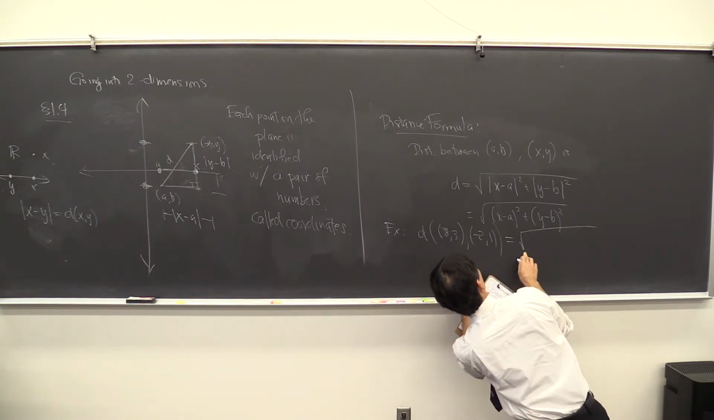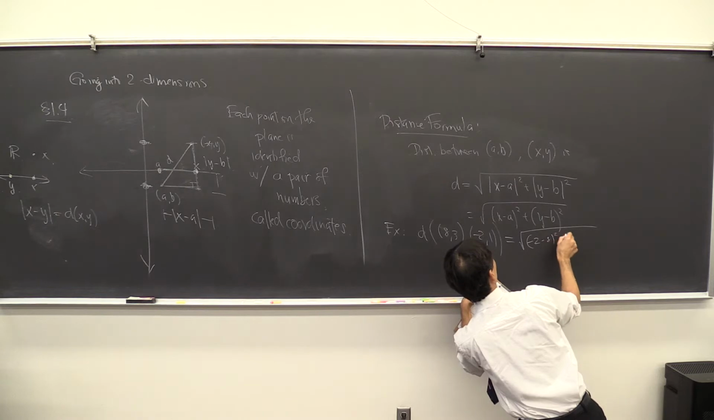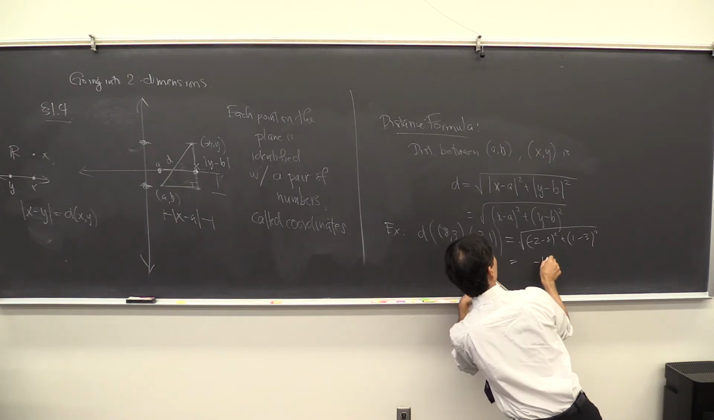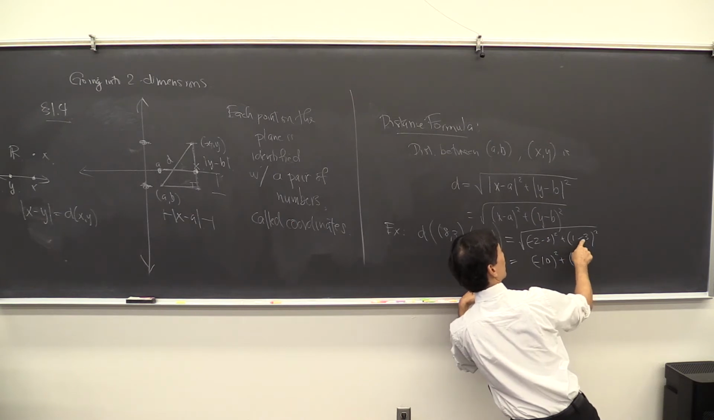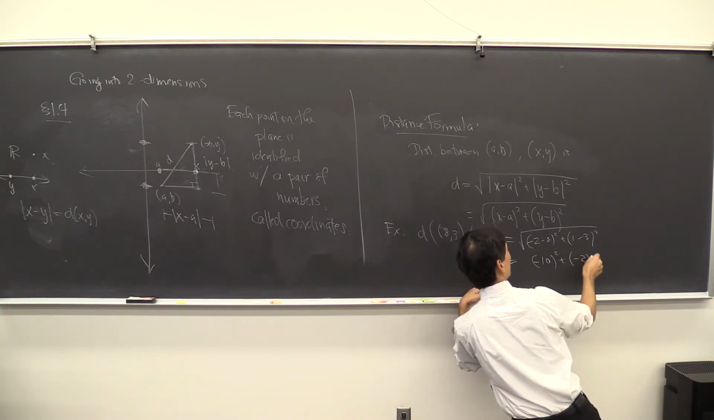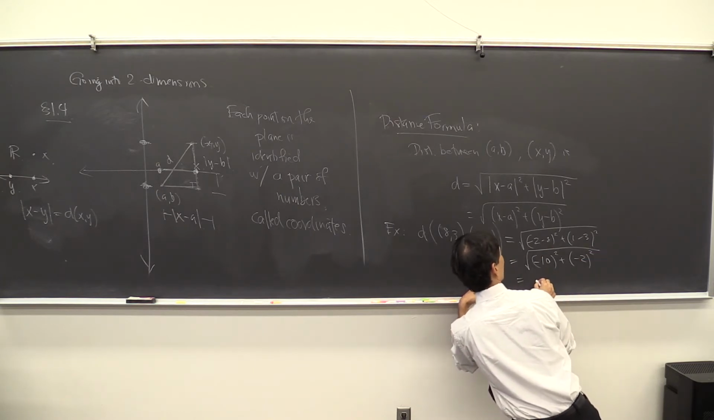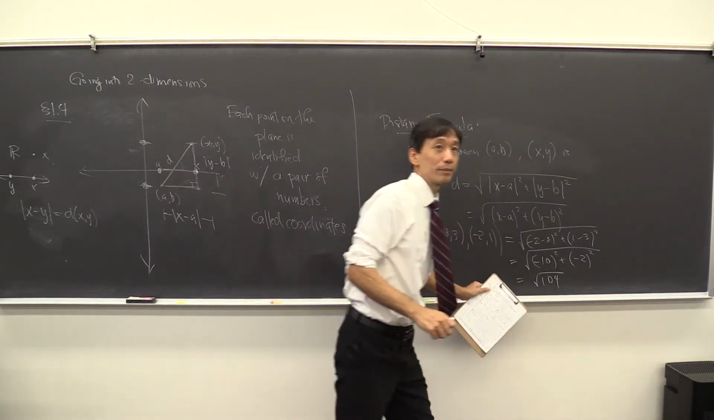So the first bracket would be -2 minus 8 squared, plus 1 minus 3 squared. So I got -10 squared, and then plus -4 squared. It's not -4. You got 1 minus 3, not -1 minus 3. Right, so it's got to be -2. So -2 squared. So then I guess that would be the square root of 104. Square root of 104. Yep. Okay.